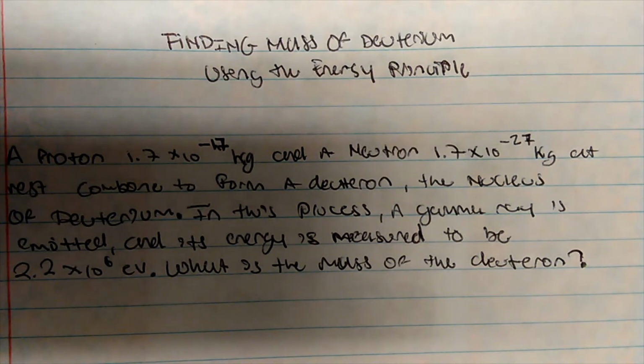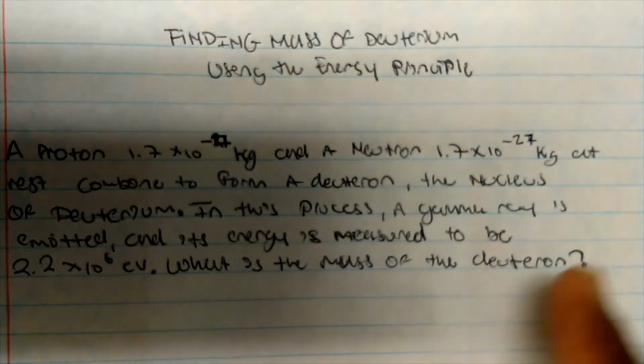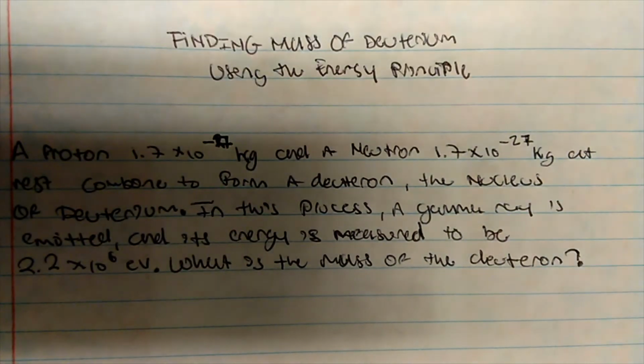In this video, I'm just going to talk about a problem. We're going to find the mass of a deuterium using the energy principle, okay? So I have this problem here. The proton, its mass is 1.7 times 10 to the negative 27 kilograms. And then the neutron is also 1.7 times 10 to the negative 27 kilograms, and they're at rest.